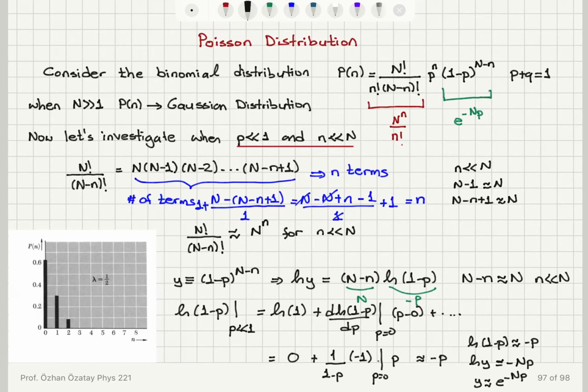So in this limit, the number of combinations term, capital N factorial divided by capital N minus n factorial, is approximately equal to capital N to the power n, because n is much less than capital N. And (1 minus p) to the power capital N minus n is approximated to be e to the minus np, because capital N minus n can be replaced with capital N, and if you consider the natural logarithm of 1 minus p, you can see that its behavior for p much less than 1 is minus p to first order approximation, so that (1 minus p) to capital N minus n becomes e to the minus np. So I have considered these two approximations here.